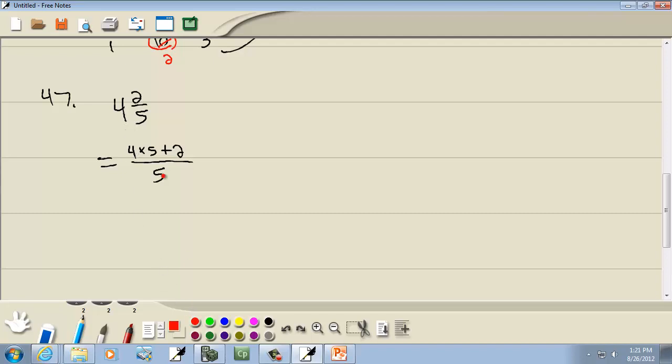So again, I take the number out in front times the old denominator, and then I add the number up on top, like that. And then the denominator stays as is. Well, 4 times 5 is 20, plus 2 is 22. So it'll be 22/5. Again, most people don't show that step. You just take 4 times 5 is 20, add 2, and that gives you your 22. The denominator stays as is.